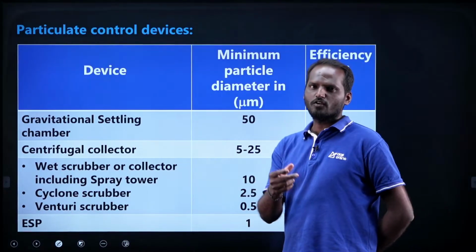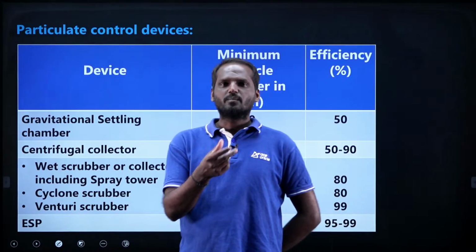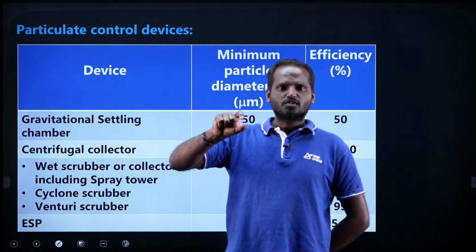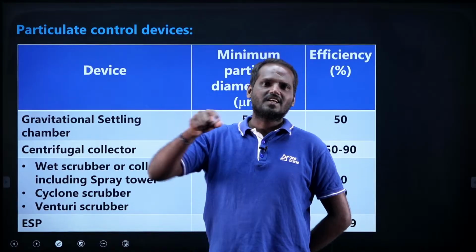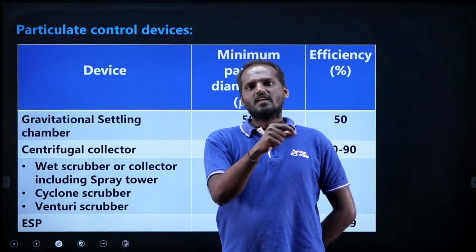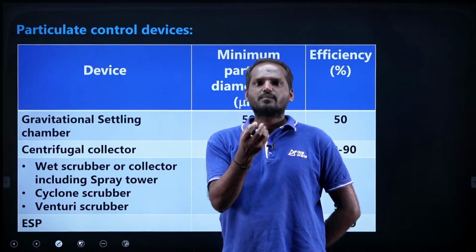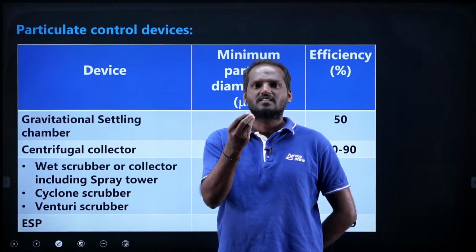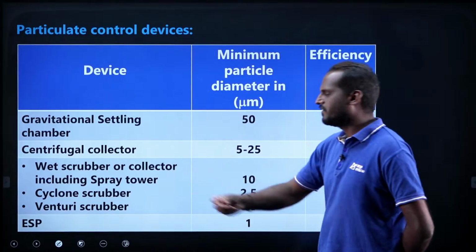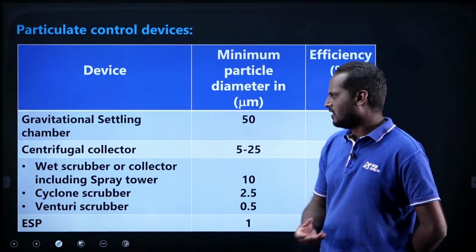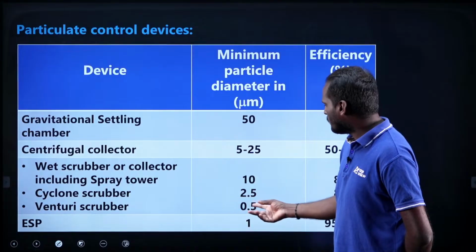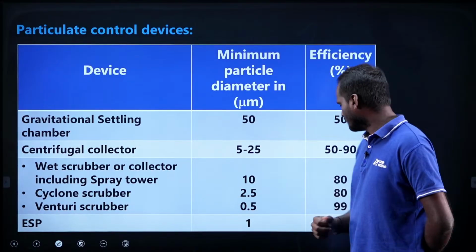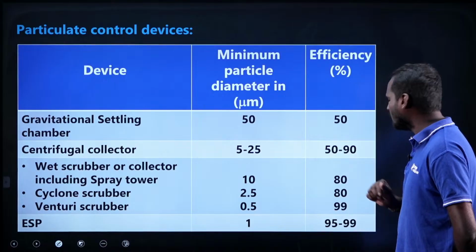Venturi scrubber: you all know what a venturi meter is. A venturi meter has a converging portion, throat portion and diverging portion. At the throat portion we have a water jet to capture the particles. At the throat the velocity will be very high but the pressure is less, as we study in venturi meter in fluid mechanics. The venturi scrubber removes finer particles, 0.5 microns in size, and its efficiency is less than 99%.